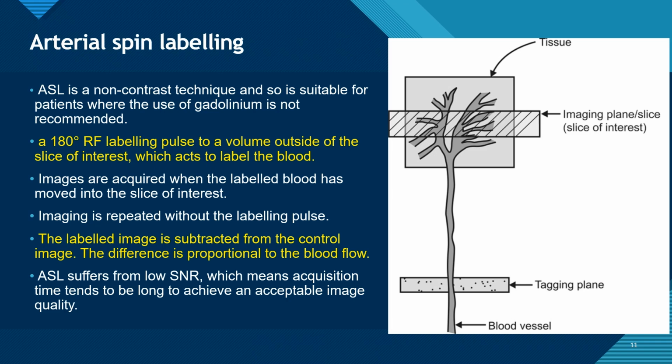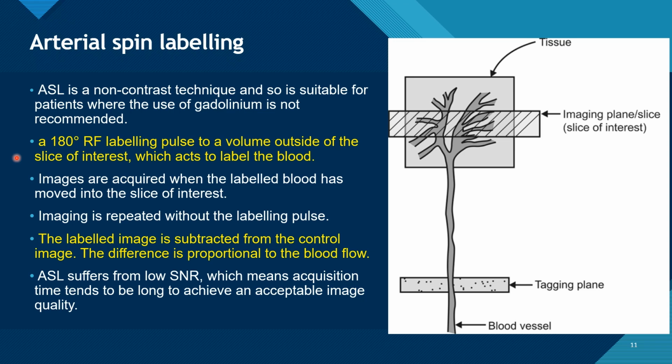Okay, so our last point that we will be discussing today is arterial spin labeling. And arterial spin labeling is characteristically a non-contrast technique, and it is also suitable when we cannot give our patients gadolinium due to certain limitation regarding the patient, whether it is chronic renal disease or the patient has hypersensitivity or reaction to this gadolinium contrast agent.